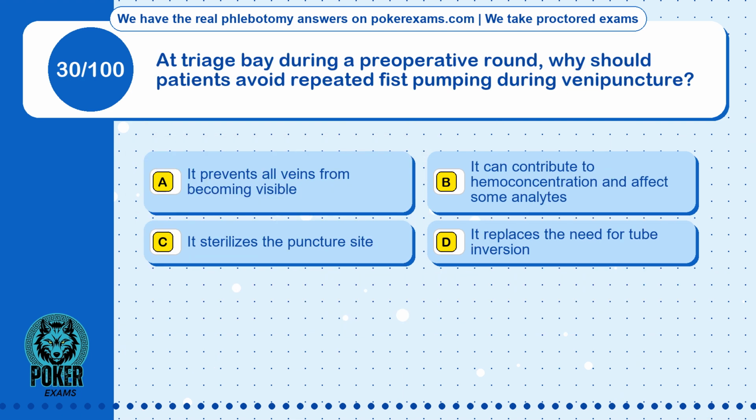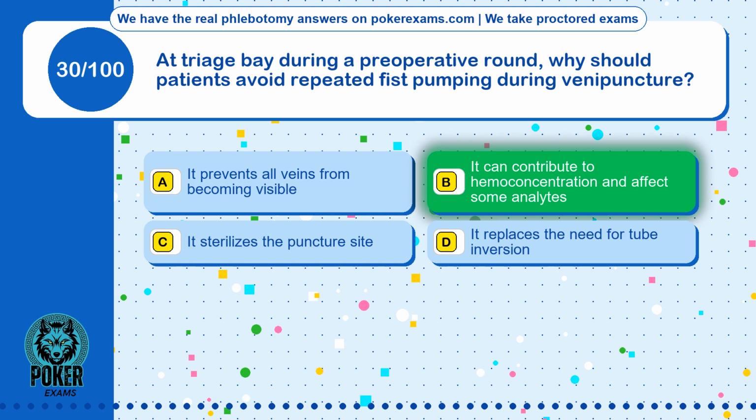Question 30. At triage bay during a preoperative round, why should patients avoid repeated fist pumping during venipuncture? Option A. It prevents all veins from becoming visible. Option B. It can contribute to hemoconcentration and affect some analytes. Option C. It sterilizes the puncture site. Option D. It replaces the need for tube inversion.